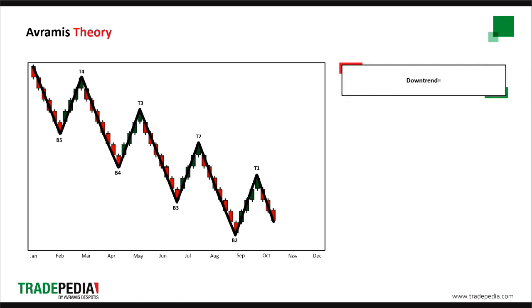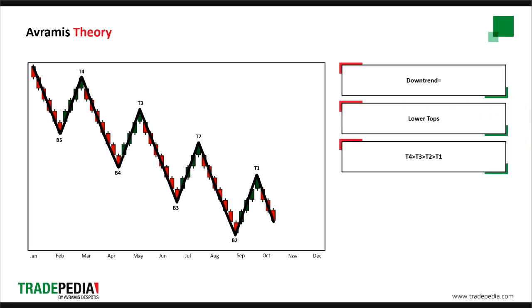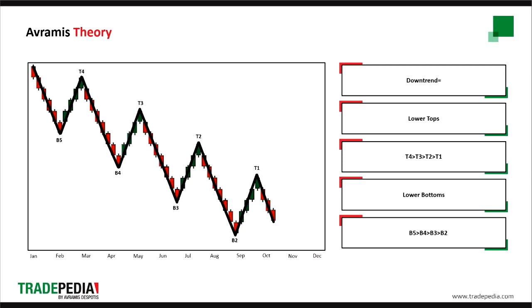As you can see, I have a clear confirmed downtrend made up of lower tops. T4 is lower than T3, T3 is lower than T2, and T2 is lower than T1. Also, it is made up of lower bottoms. B2 is higher than B3, B3 higher than B4, and B4 is higher than B5. So simple things. A downtrend is made up of two elements: lower tops and lower bottoms. Simple formula: downtrend equals lower tops plus lower bottoms. Now here, what do I expect prices to do?